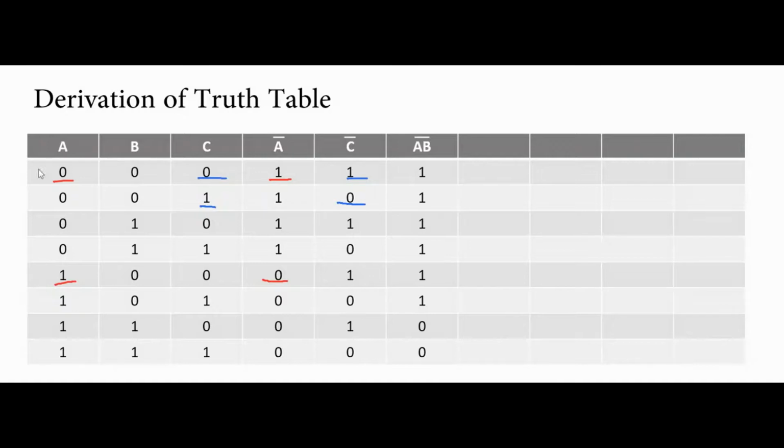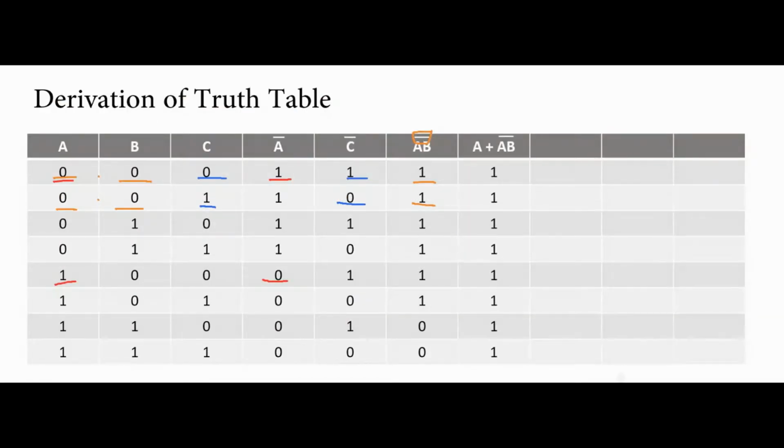On the next column, it is A NANDed with B. So, we consider A is 0 and B is 0, it equals 0. But it is NANDed, so it will now result in 1. Next, when 0 is ANDed with 0, it becomes 0, but due to the complement, it becomes 1. And it applies to all.